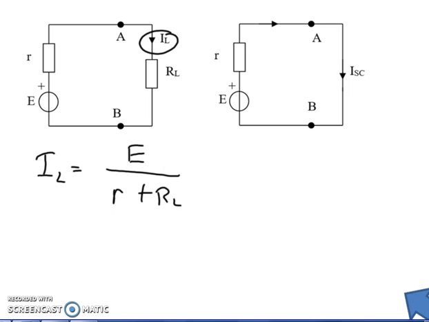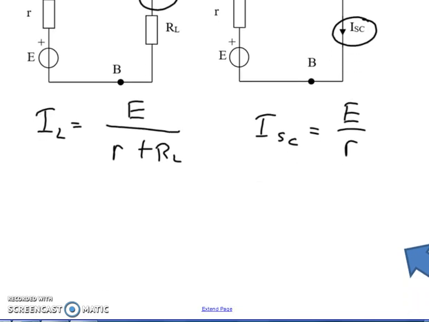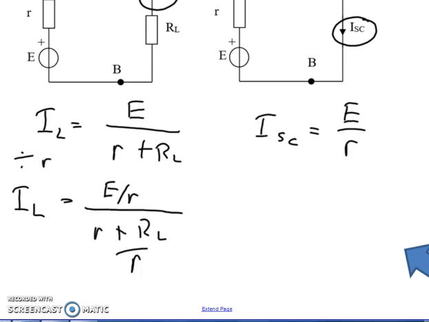On the right hand side, on this circuit, a short circuit has been applied to the load terminals A and B, and the short circuit current is simply given by E over R. On the left hand side, if I were to divide top and bottom of that equation by R, I would have E over R divided by R plus RL over R.